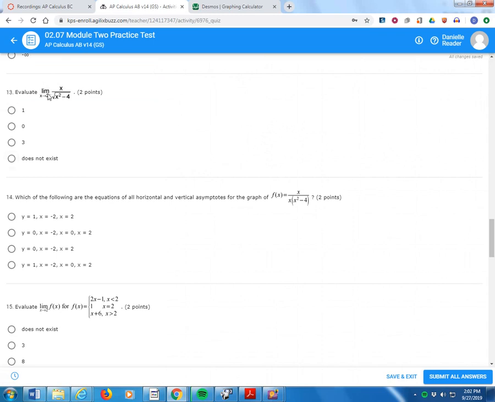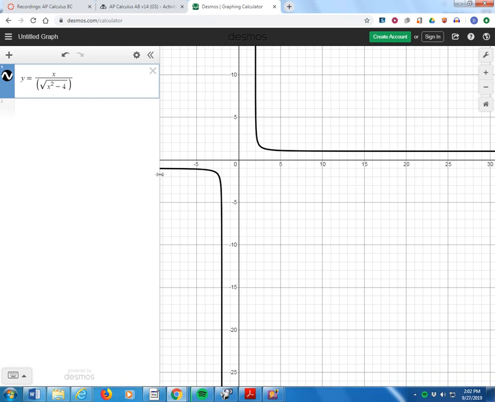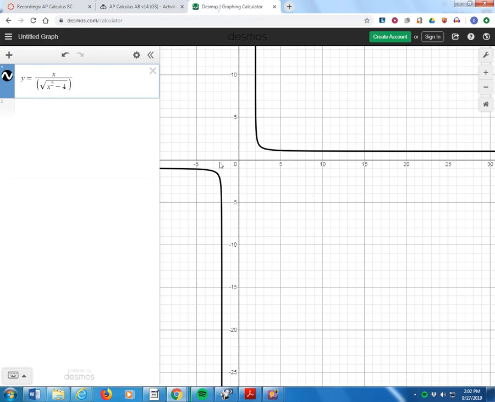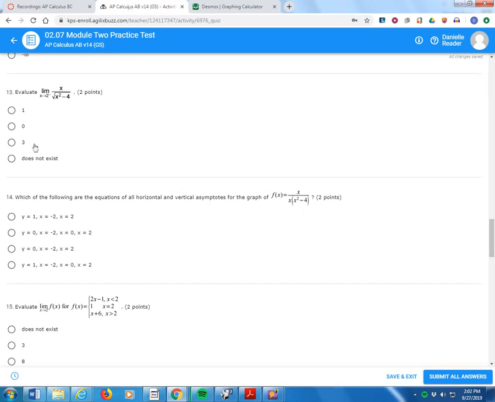2 from the left. From the left, it looks like it's going to negative infinity. Is that right? Yeah. Negative infinity as it approaches 2 from the left. So I don't agree with any of these three. I really don't. It doesn't exist, but that's not the limit as it approaches 2 from the left. The limit doesn't exist as it approaches 2 generally.